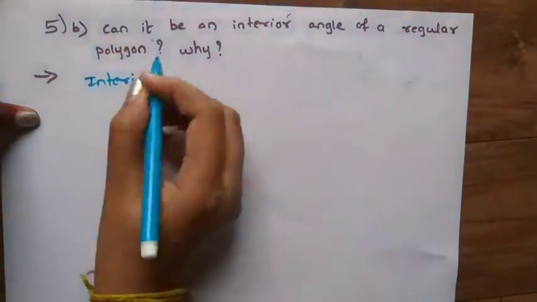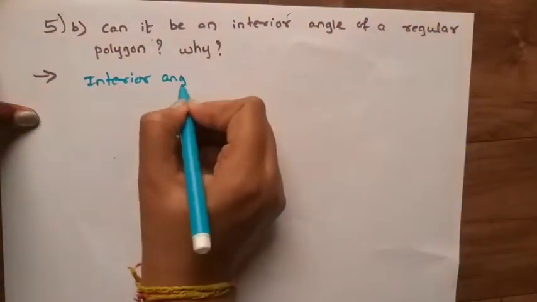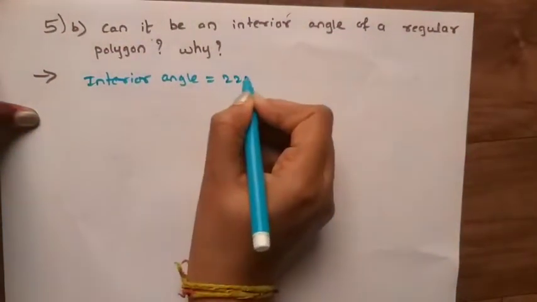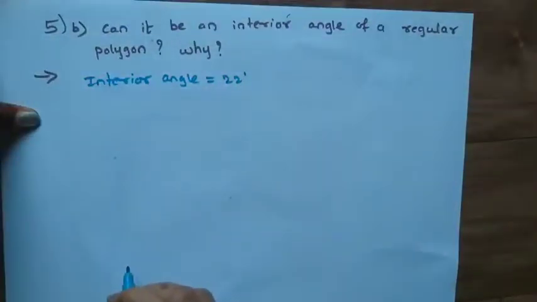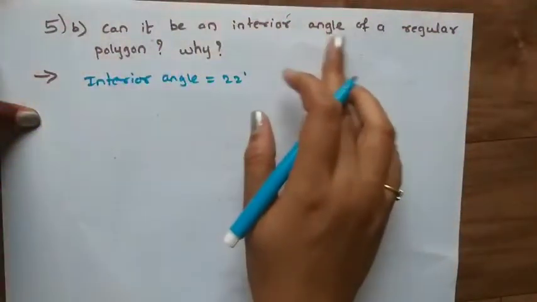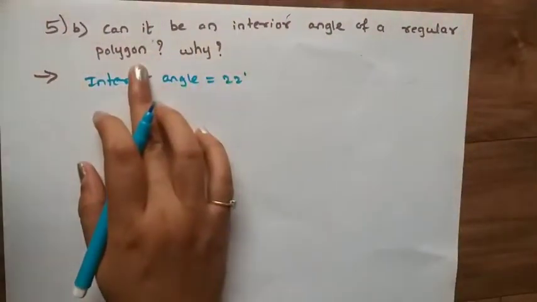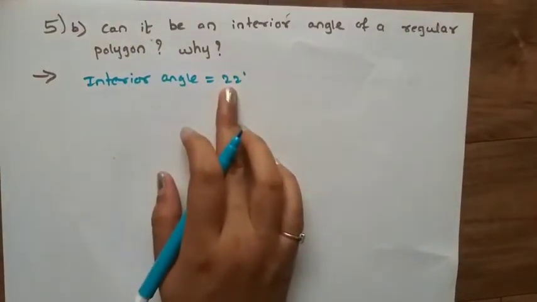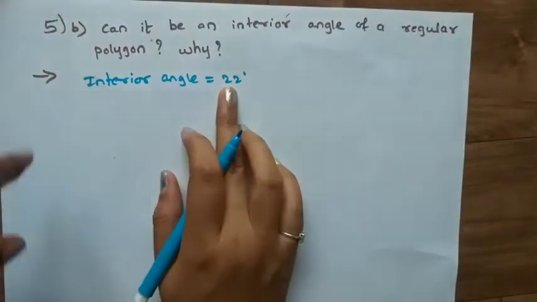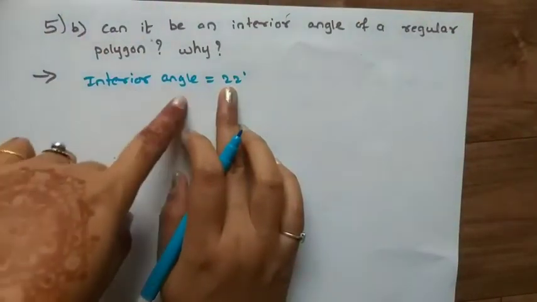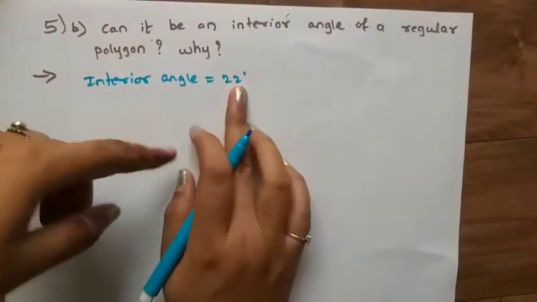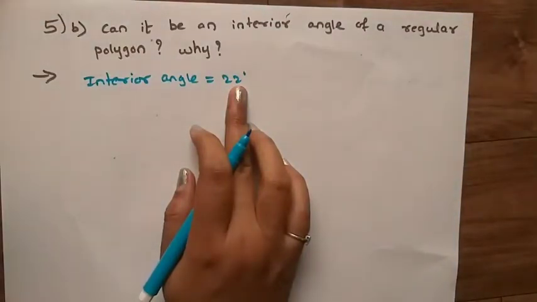So right here, interior angle is equal to 22 degree. Can it be an interior angle of a regular polygon? If the exterior angle is 22 degree, then it is not possible as a regular polygon. Here in the second question, the b question, we have to show whether, if the interior angle is 22 degree, it is a possible regular polygon or not. We have to check here.